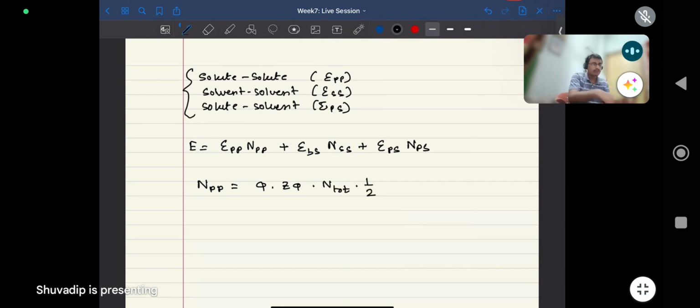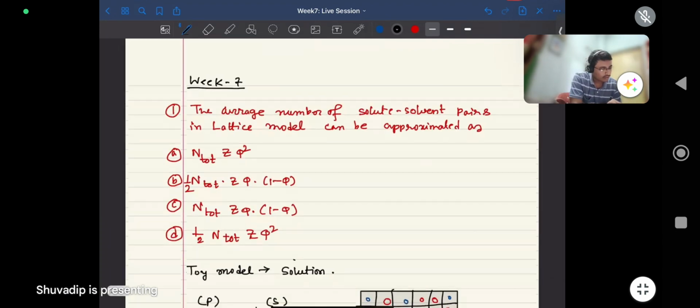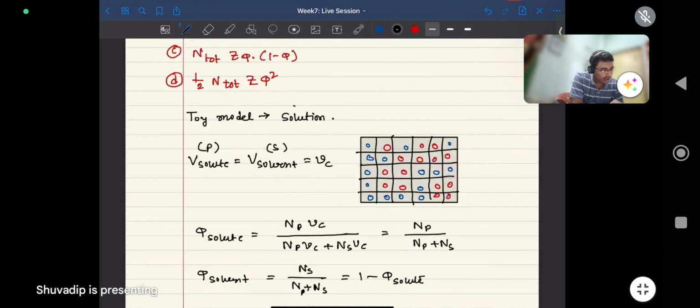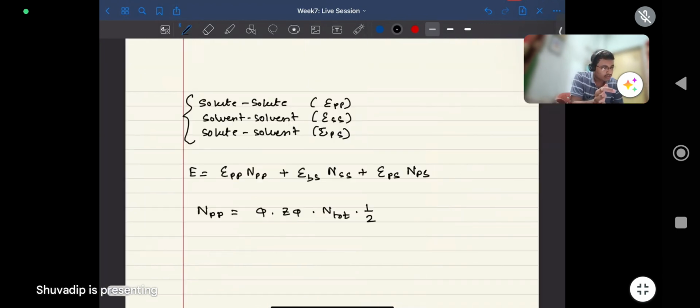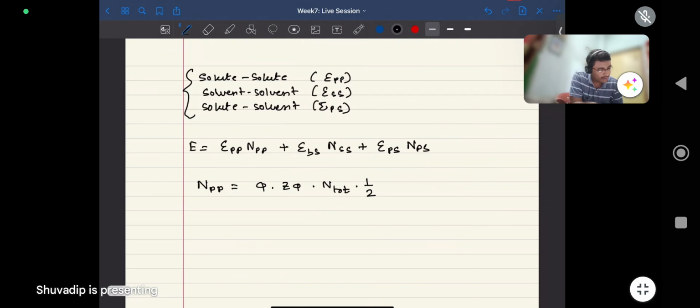The half comes because of how I am counting. First I am counting, suppose, one of the solute particles and how many neighbors it can have. Then again I am counting its neighbor, and then I am also counting the same interaction pair. So to avoid double counting of the same interaction pair, we introduce a half in this. Similarly, in Nss, this will also be 1 minus phi, the volume fraction of the solvent molecules, Z coordination number into 1 minus phi into N total, and again there will be double counting.